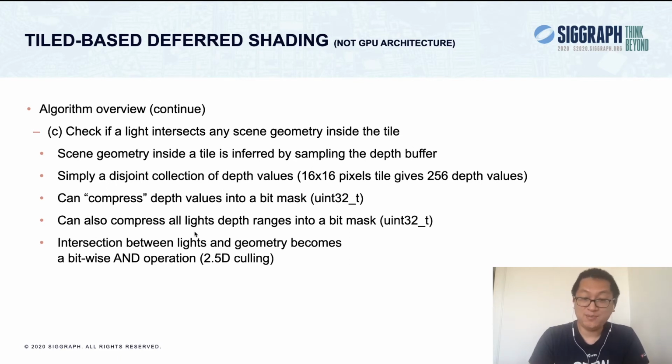You can do the same with all the lights in your light list because you know the depth range, so you can make another bit mask. And then you can just compare the two bit masks using a bitwise AND operation. If it's not 0, then you know that at least one light intersects the geometry. It's approximate, but usually it's quite good. And it's commonly referred to as 2.5D culling.